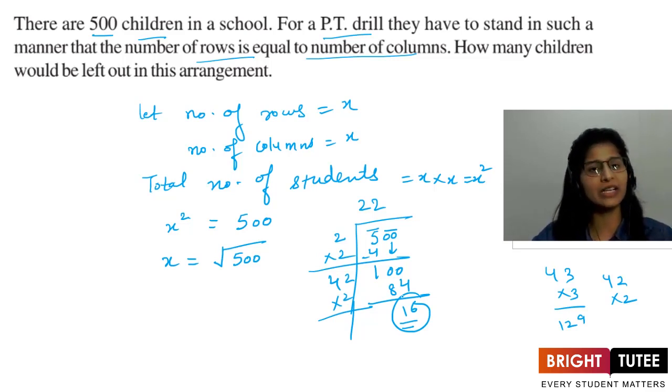What is the remainder we are getting? 16. So there are 16 students extra. If we are forming a square, that means we are making the number of rows and number of columns equal, then there are 16 students. These 16 students are extra, right? These will be left out of that arrangement. I hope this gives you clarity on this question, right?